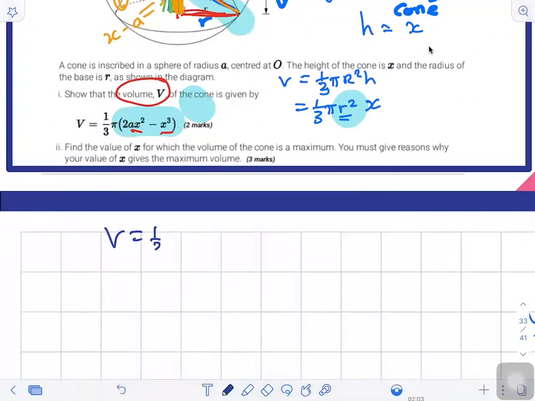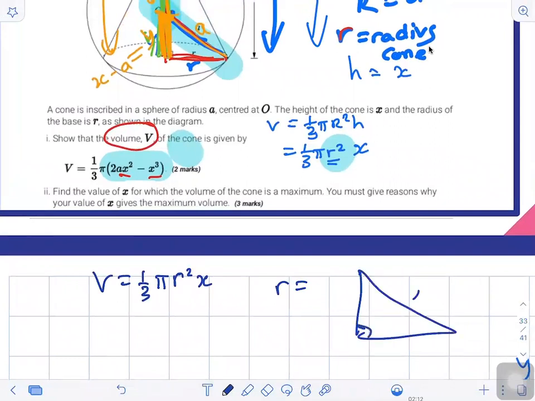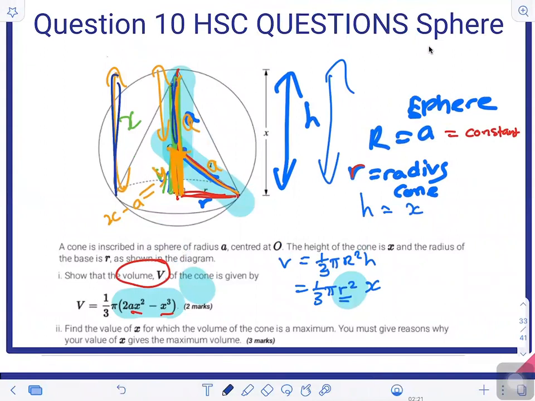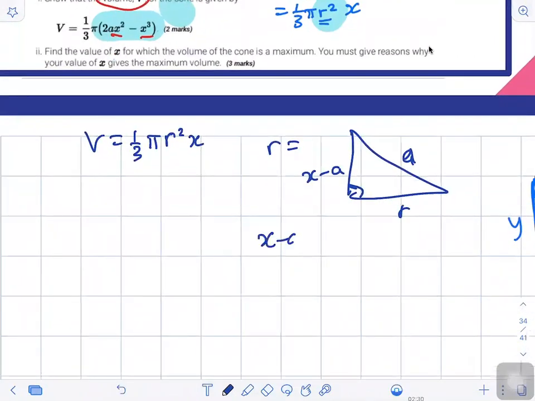So the volume is 1/3 pi r squared x. R we can get in terms of x by using this right angle triangle. So that's a, that's little r, and this is x minus a, because it's the big length of x, take away the little a there, which is the radius of the sphere, and that will give you this length here, which is y. So in that triangle, if I use Pythagoras, x minus a squared plus r squared equals a squared, because a is the hypotenuse, the bigger side. So we're trying to find r squared.